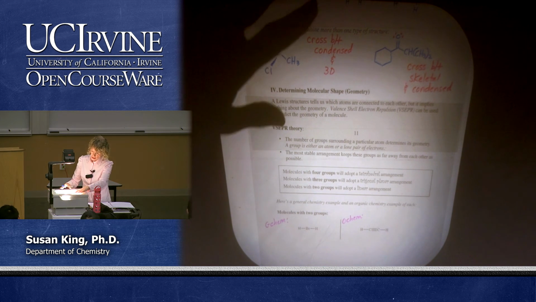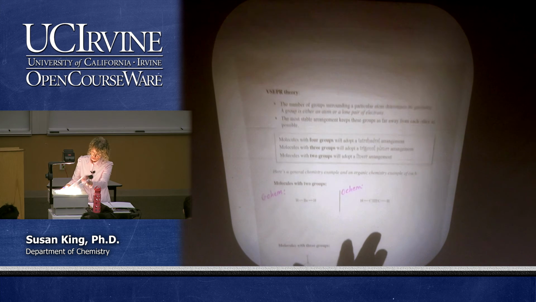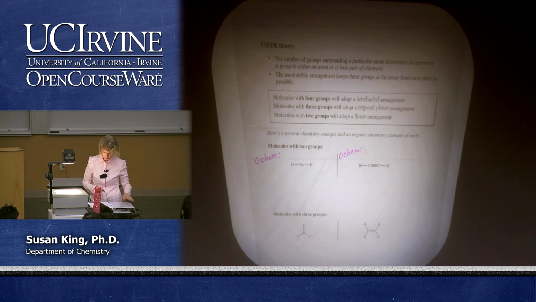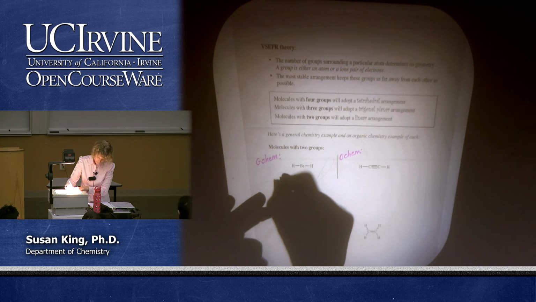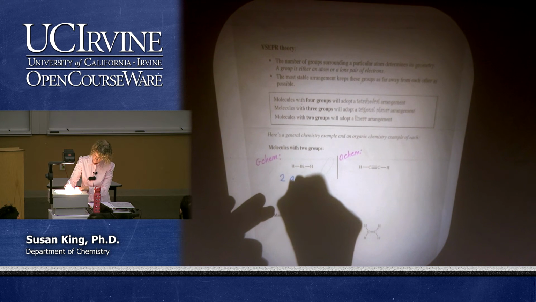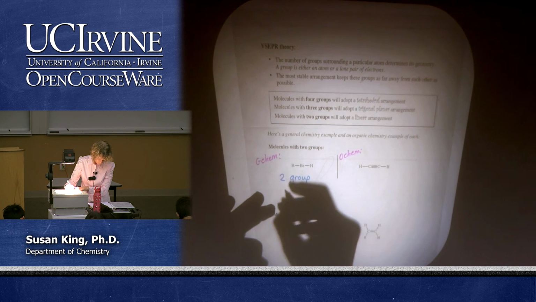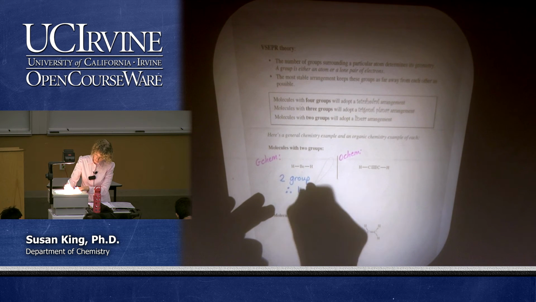We see that beryllium has 2 groups around it, so therefore it's linear. That means that this bond angle here is 180 degrees.